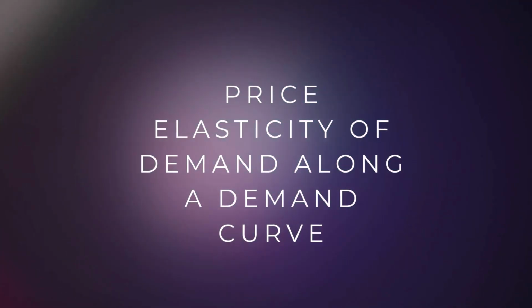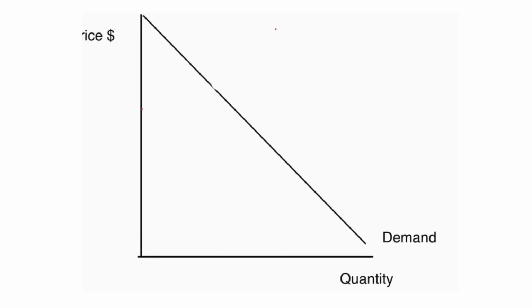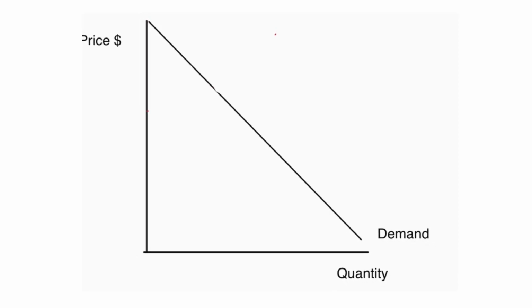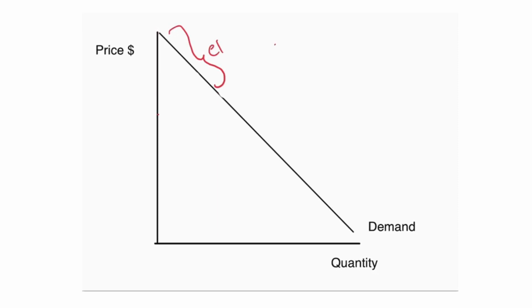Price elasticity of demand along a demand curve. One interesting thing is that it varies along the demand curve. At higher prices and lower quantities, demand is more elastic. That is, price elasticity of demand is greater than 1. This is because a small percentage change in price represents a significant change in how much consumers have to spend, so they're more sensitive to price fluctuations.